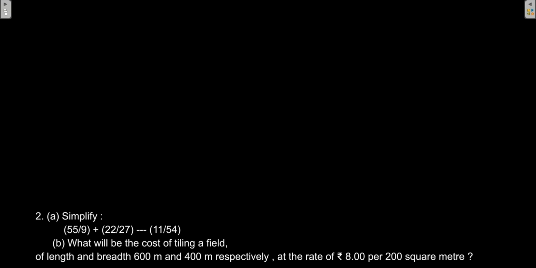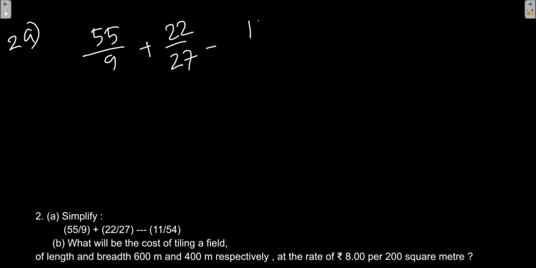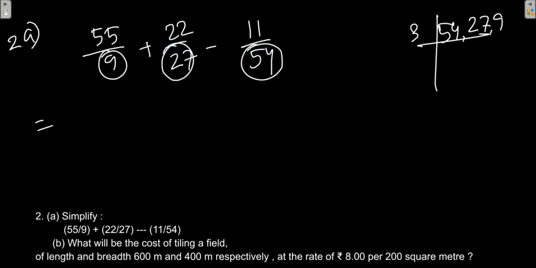In the next sum, it was a simplification, 2a. In that sum it was given 55 by 9 plus 22 by 27 minus 11 by 54. So this was the sum. You know what we need to do? We need to just find out the LCM of 9, 27 and 54. Let's start with 3.